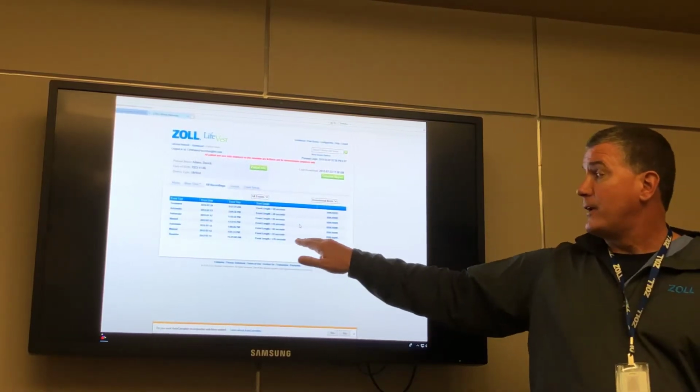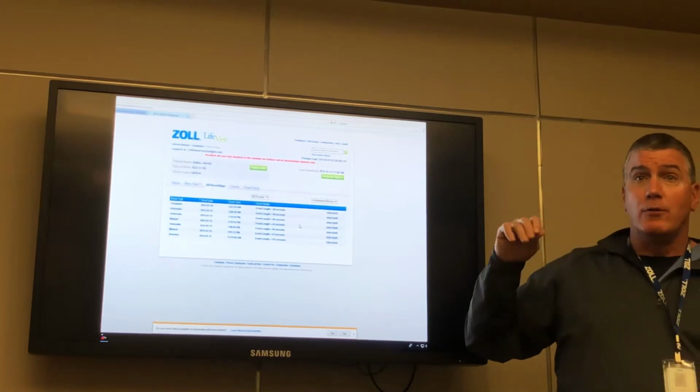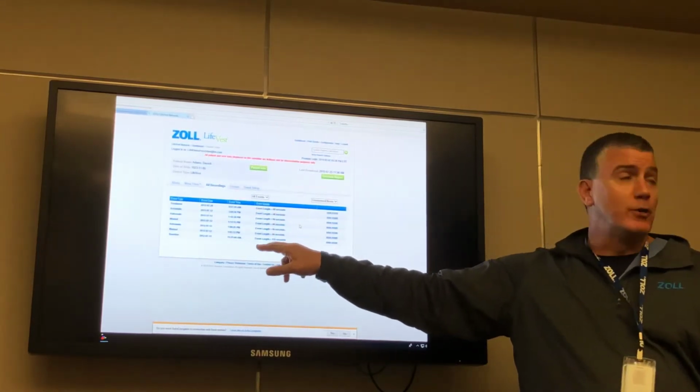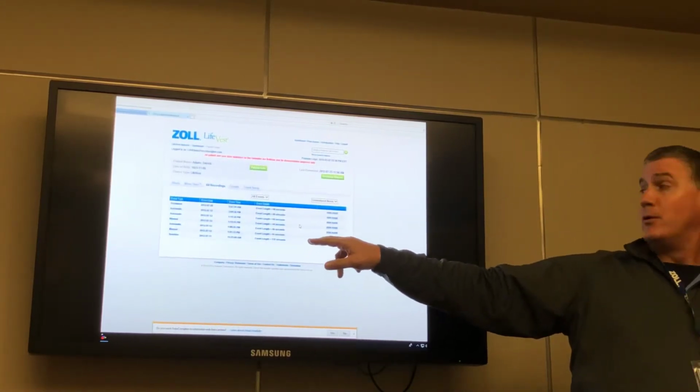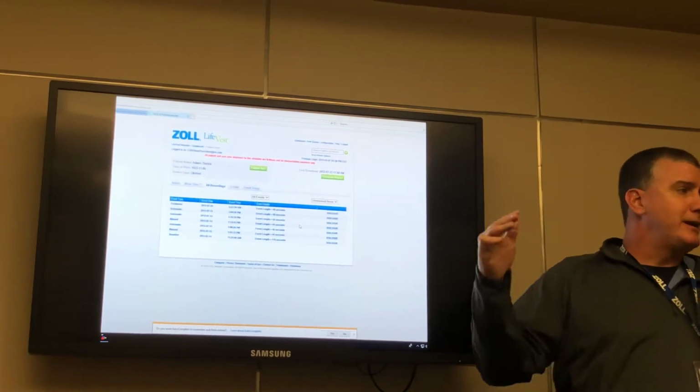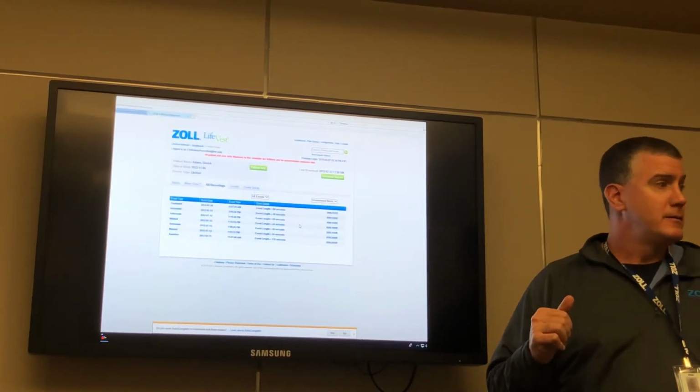So we always do a baseline. So anytime you want to see an ECG strip and you want to compare it to what their baseline was in the hospital, I think it's always a good idea to go back to the baseline. Does that make sense?